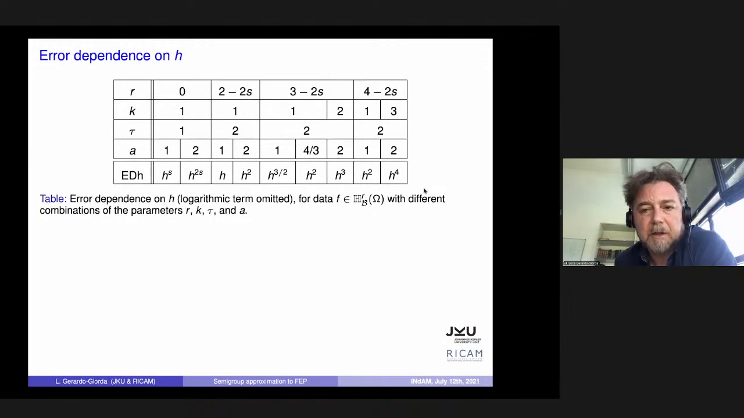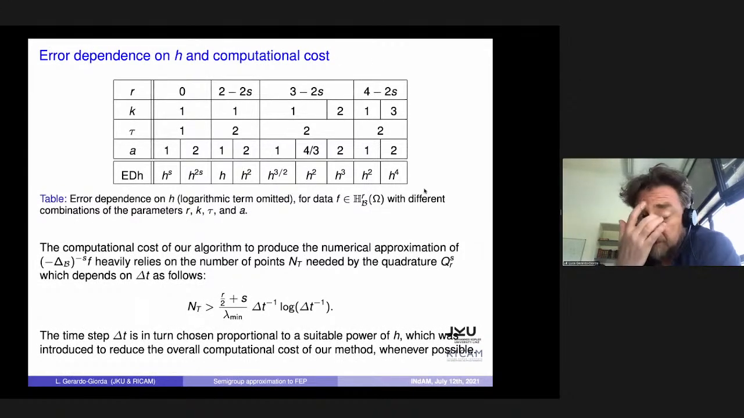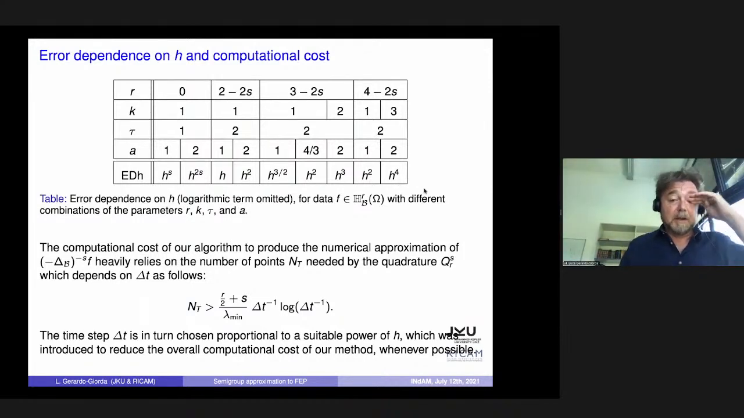in the case that your right-hand side is sufficiently smooth, regular. In terms of the computational cost, that relies heavily on the number of points that we need for the quadrature, and that depends on delta t. This is what we said before. And the delta t is chosen proportional to a suitable power of h, and this power of h has been introduced to reduce the overall computational cost, but trying to maintain the order of convergence.